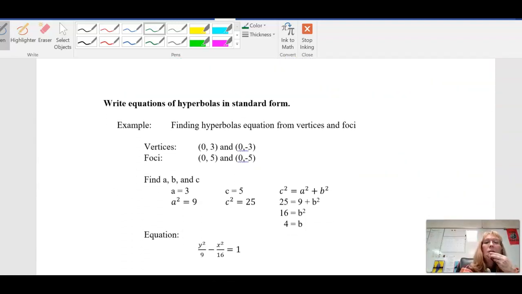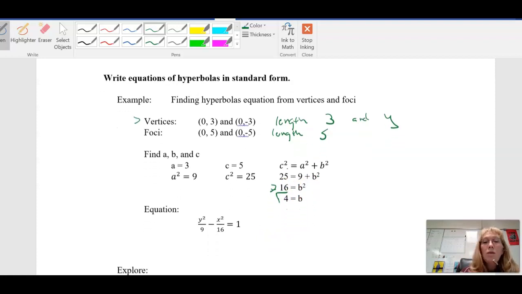All right, next we have to find the hyperbola from the given vertices. So my vertices are given as (0, 3) and (0, -3). So I know its length is 3, and it's on the y. Okay, the foci are 5 and -5. So its length is 5, and this is my c. All right, so now in order to find this, I know c squared is equal to a squared plus b squared. So 25 equals 9 plus b squared. Subtract the 9, take the square root, and I get 4.